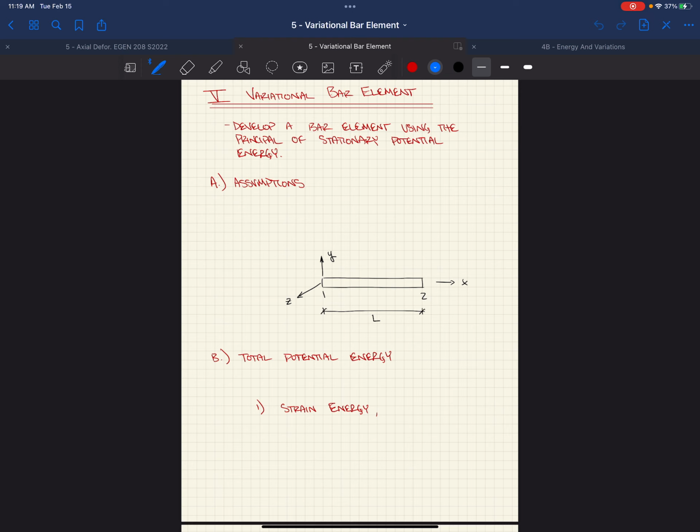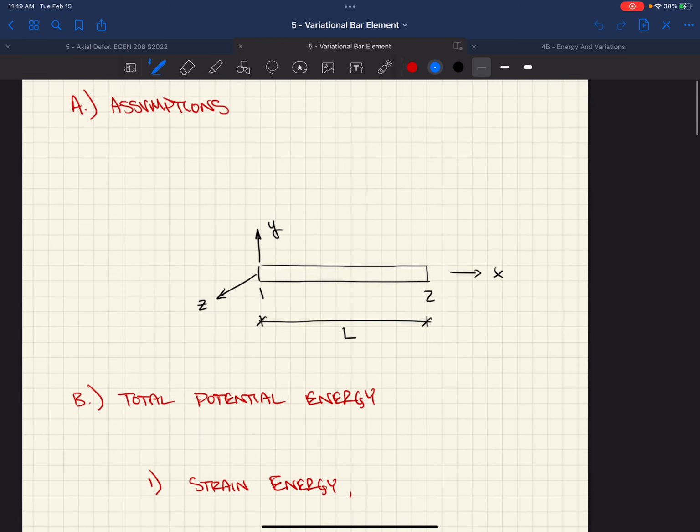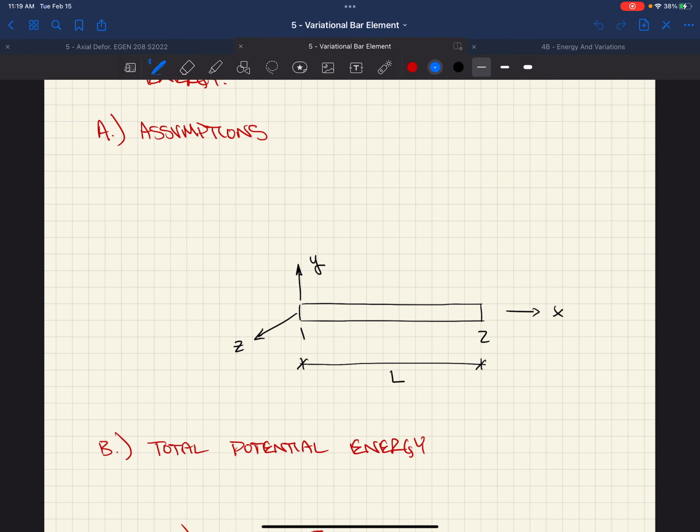What are the assumptions of this bar element? Well, if we have this bar element, it's laid out in space like this, with one end at the origin, for instance, with x, y and z coordinate directions. X is in the direction of the element. We have node 1 and node 2, or n1, n2. Our element has a length L. Some assumptions are that we have a straight bar; there aren't any variations in geometry.